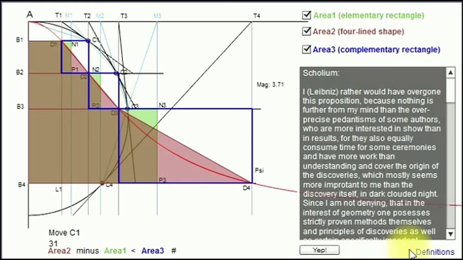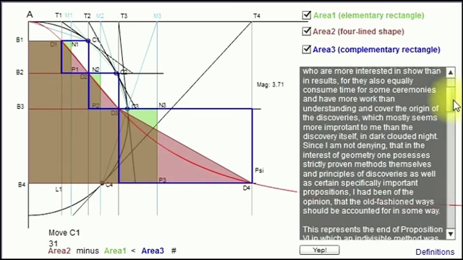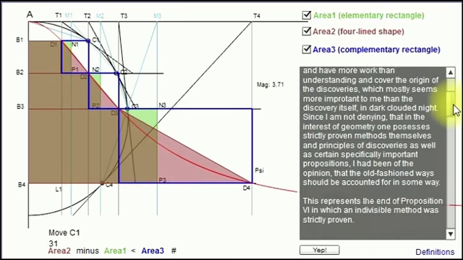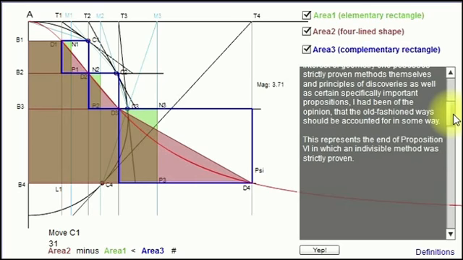Since I am not denying that in the interest of geometry one possesses strictly proven methods themselves and principles of discoveries, as well as certain specifically important propositions, I had been of the opinion that the old-fashioned ways should be accounted for in some way. And this represents the end of Proposition VI, in which we were showing that the indivisible method was actually strictly proven and now applicable for the continued development of the infinitesimal calculus.